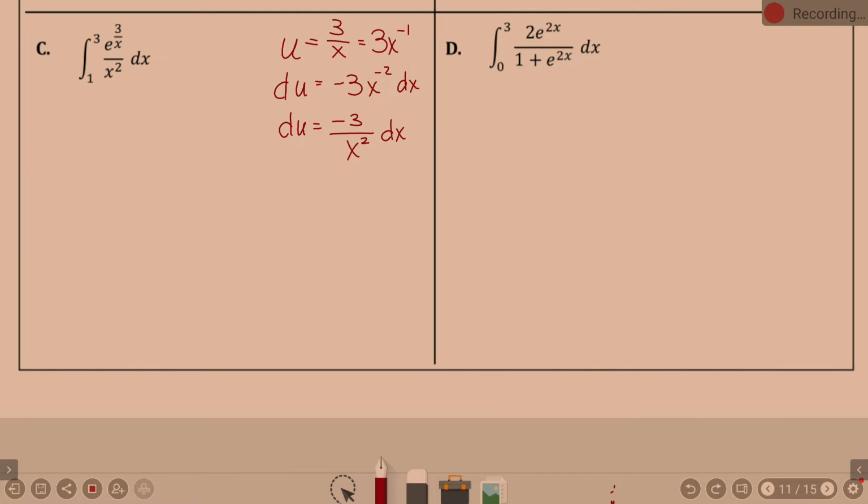Now, if you start thinking about what matches, here we're going to have our e to the u. We have x squared on the denominator and dx. What doesn't quite match up? The negative 3. So that negative 3 is in the numerator, so you're going to want to divide the negative 3 over. And so you could think of this as negative 1/3 du equal to 1 over x squared dx.